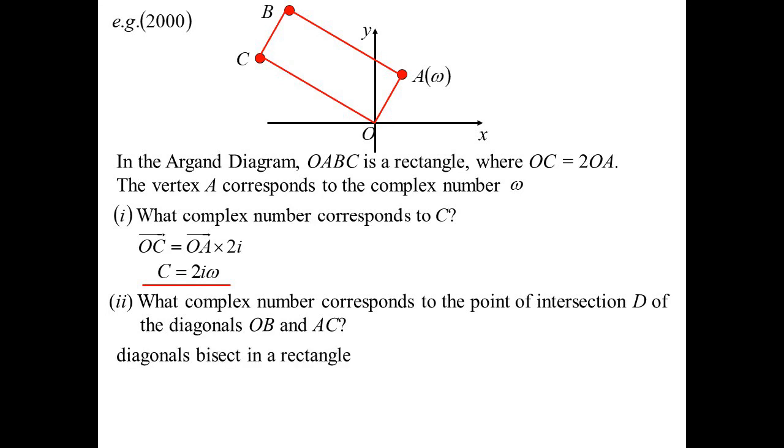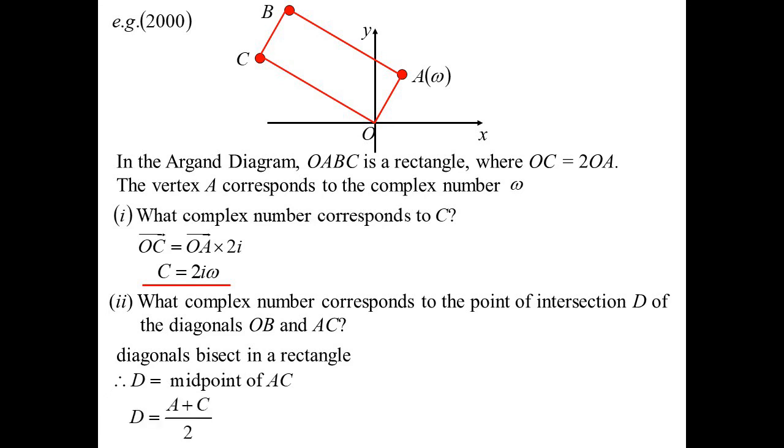Well, we know diagonals in a rectangle bisect. That's something we know about rectangles. Therefore, D must be the midpoint of AC. I mean, it's also the midpoint of OB, but that's not really useful because I don't know what B is yet. So it makes more sense to say it's the midpoint of AC. I know those two points now.